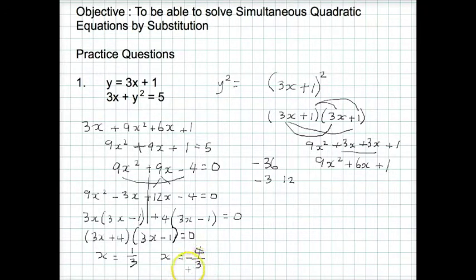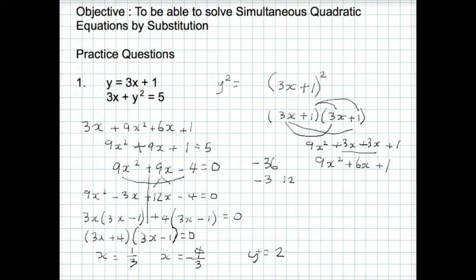We've now got our x values, but of course this is a simultaneous equation, so we've got to find our y values. This is pretty straightforward because all we're doing here is substituting our x value back into the easiest equation, which is this first one. So if we put x back in place of x here, we get y equals 3 times a third. 3 times a third is 1, plus 1 is 2. So x equals a third, and y is going to equal 2.